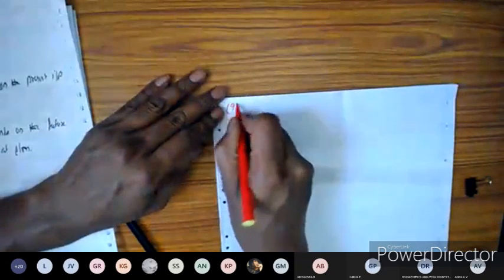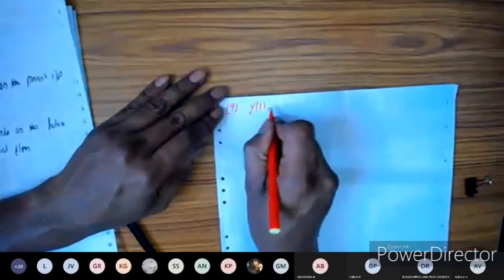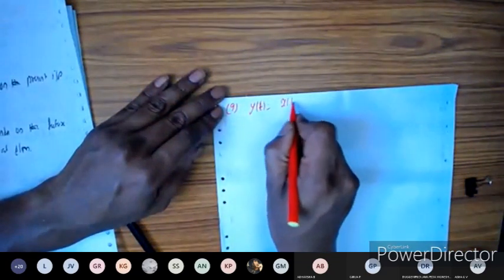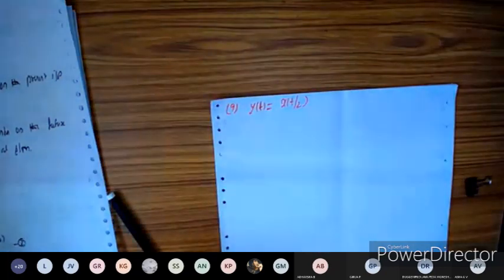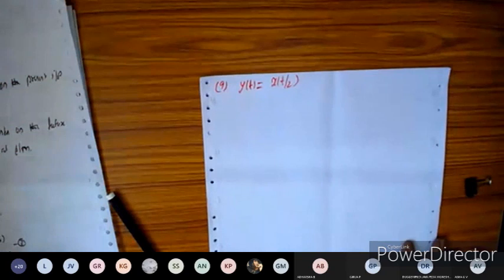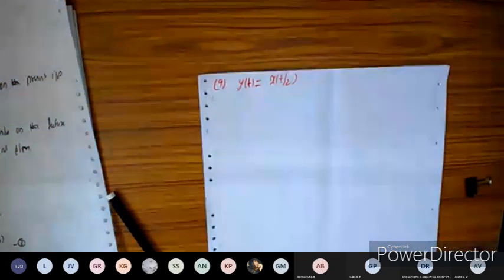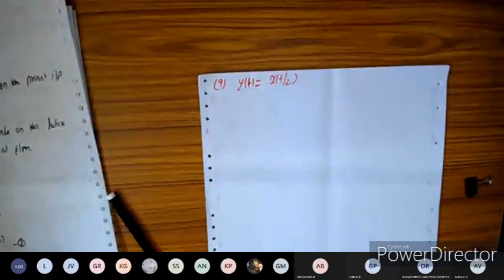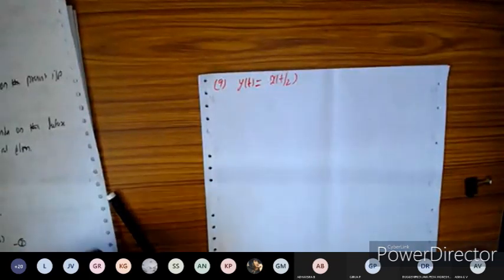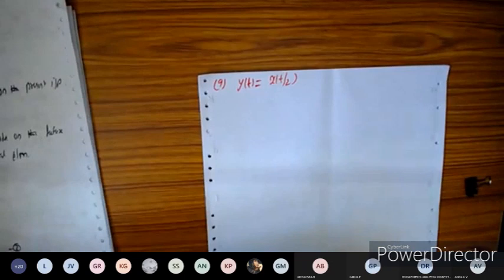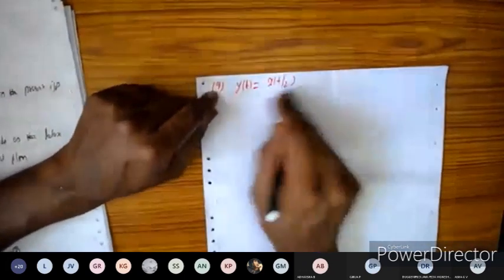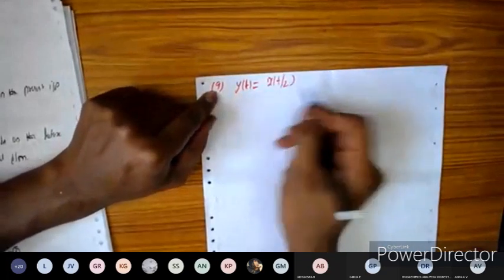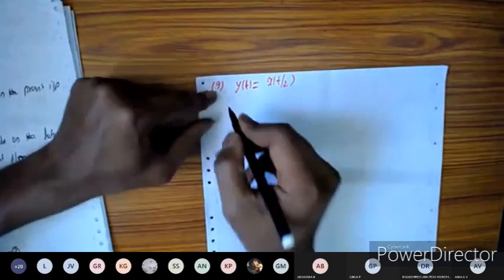So take problem number 9. y of t is equal to x of t by 2. So this is the system. In this system, we are going to verify the property called memory, and even the causality. Let us take a bit of interest here. The remaining properties will remain the same here.